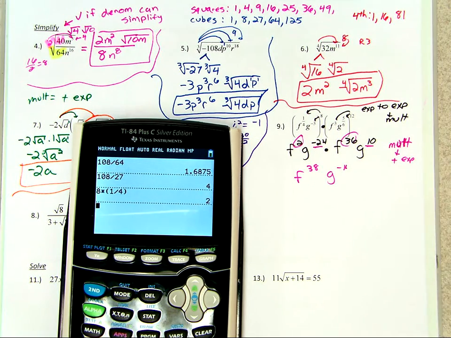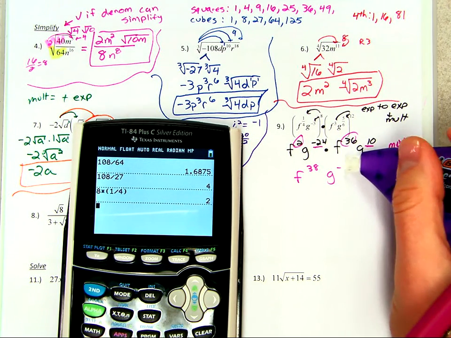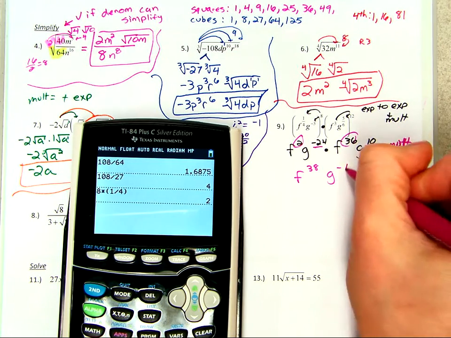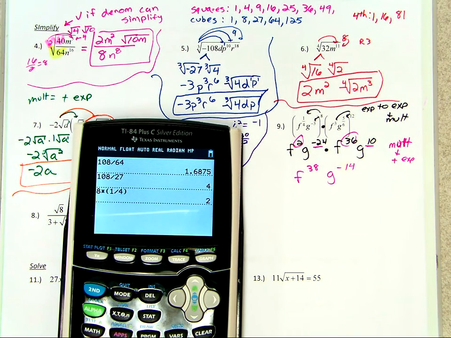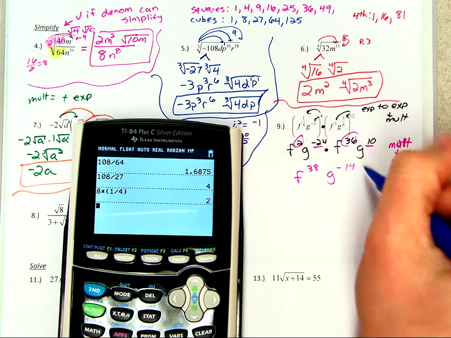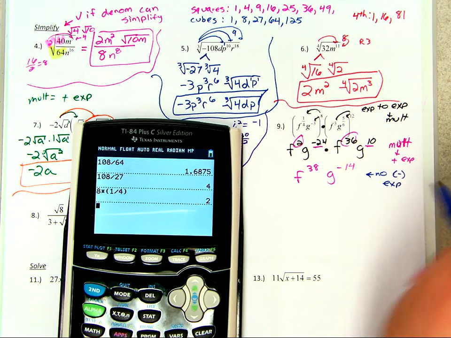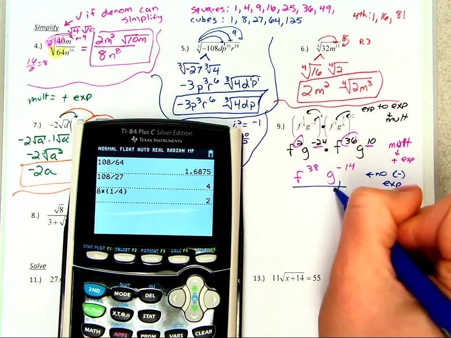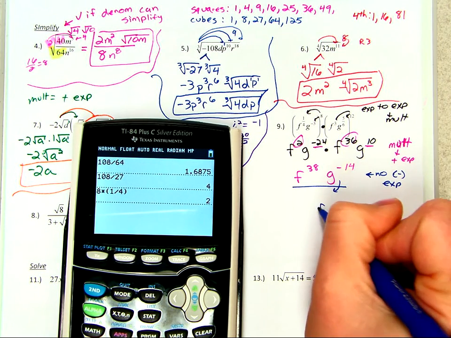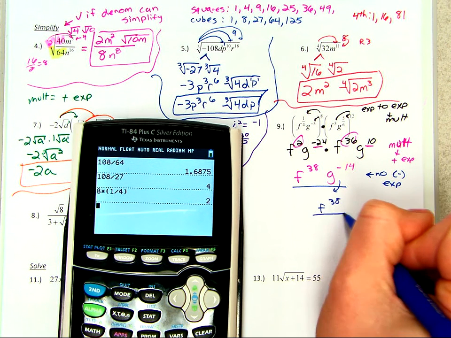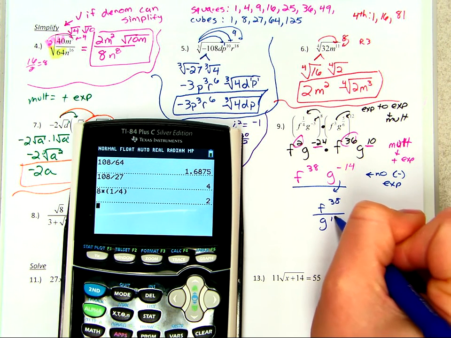Oops, we weren't going to be able to read that. So the negative 14th. And remember, you're not allowed to have negative exponents. So we move it to the bottom, pretend like this is a fraction, and move it to the bottom. So this becomes f to the 38th over g to the 14th.